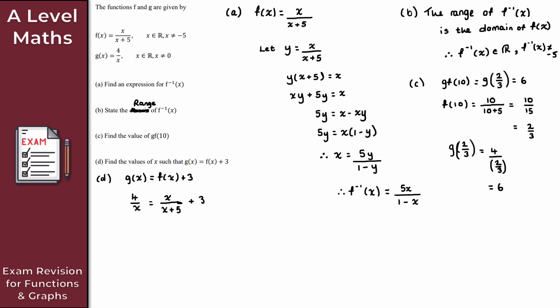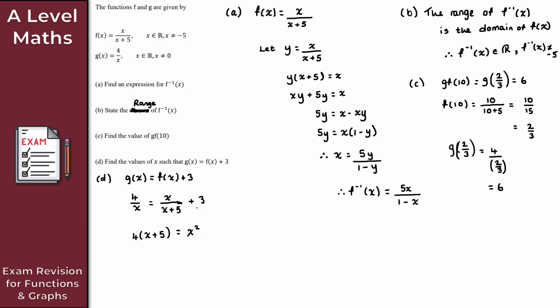So let's just cross multiply here. If we cross multiply, on the left-hand side, we get 4 times x plus 5, like so. And now on the right-hand side, what do we get? I've got x times x here, so that just gives us x squared.